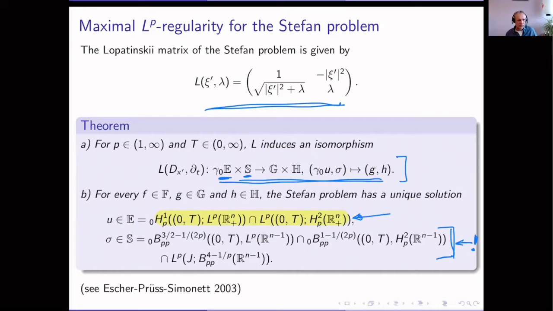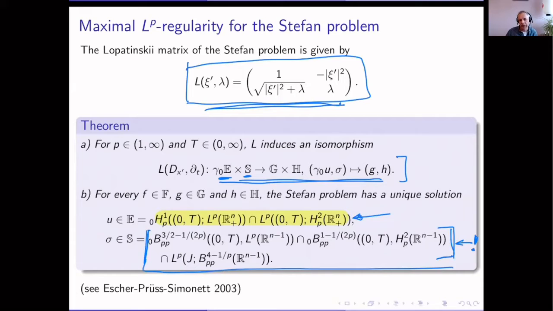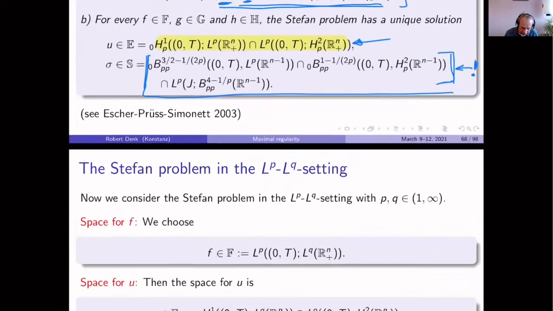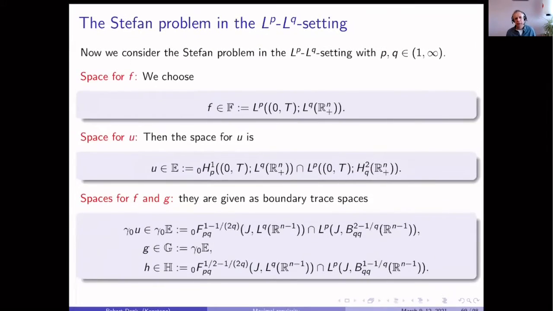And the same result, by the way, was obtained earlier by a paper of Escher and Simonett, but they didn't know the Newton polygon. So they had to calculate these estimates on sigma explicitly, in a very long calculation. But with the Newton polygon method, it helps us to understand the structure of the equation. So in particular, this Lopatinsky matrix has some hidden inhomogeneous structure. This is this dominating mixed smoothness, which appears when you write down the solution space for maximal regularity. Okay, so this is the Chevron problem, and I can now make some remarks.